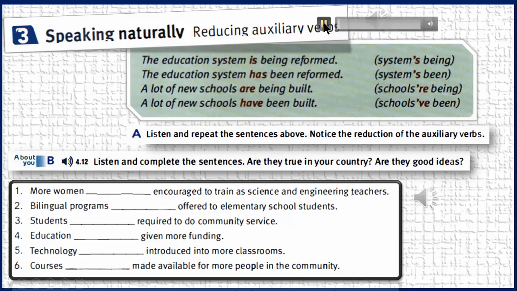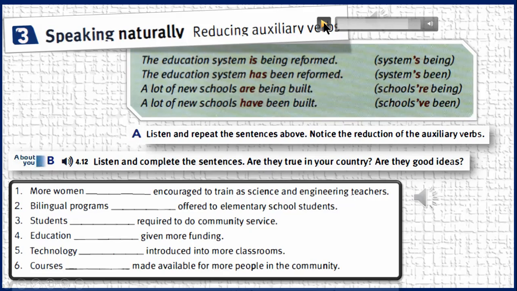The education system's being reformed. The education system's been reformed. A lot of new schools are being built. A lot of new schools have been built. Okay, that was a little fast, right? Okay, one more time, everybody.